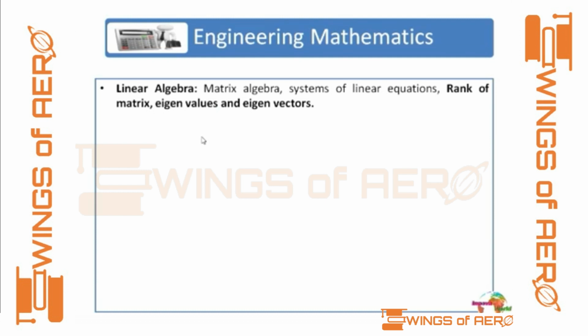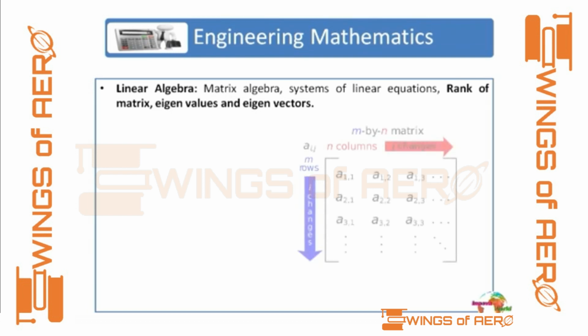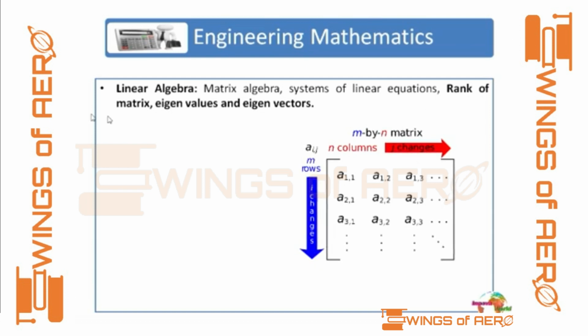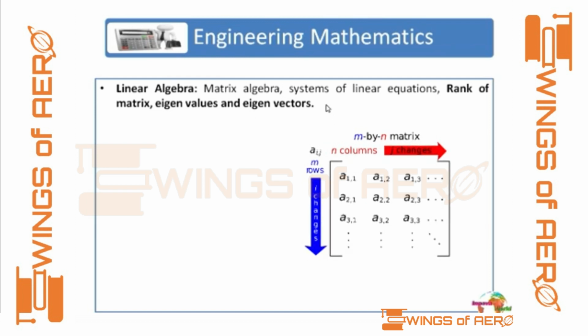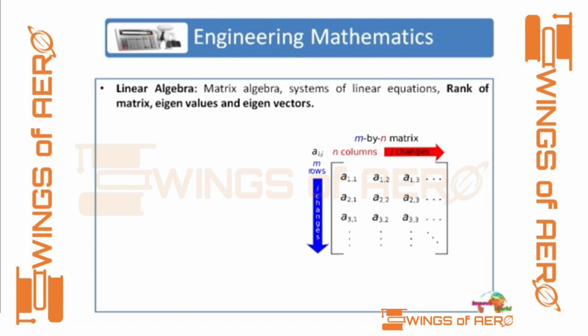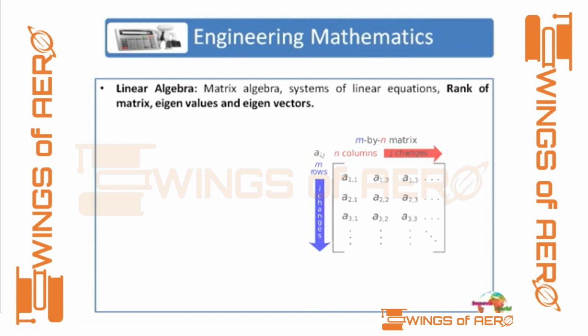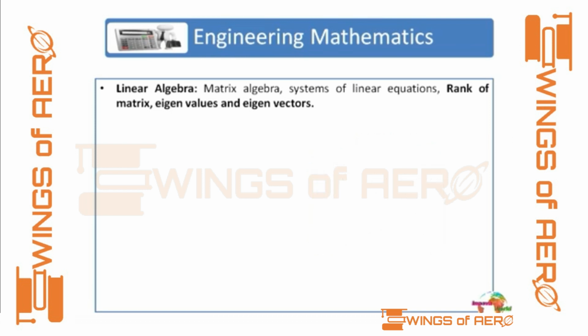Now first, let's go to engineering mathematics. First comes linear algebra. In linear algebra you have to study matrix algebra. It's compulsory, definitely one question will be there from matrix, and the rank of a matrix is very important. Then comes eigenvalue and eigenvector. These two are very important. You can definitely find 1 or 2 questions, or out of 100 marks you can expect 5 marks from linear algebra. And of course you have to focus on the properties of a matrix.